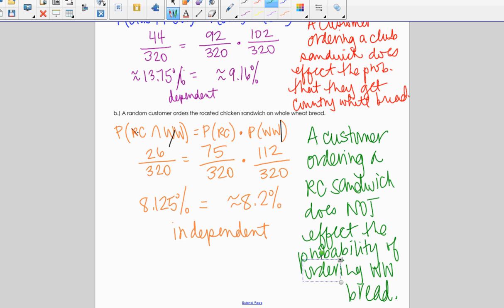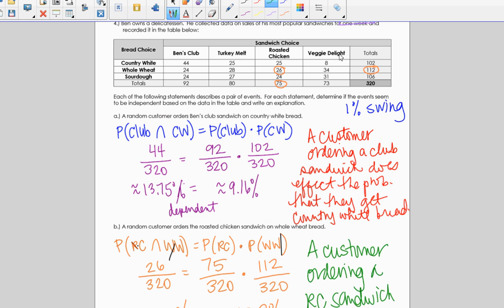Okay, so if you look at the data, the roasted chicken sandwich, see how it's even across the board? 25, 26, 24. So it's not saying, oh, if they ordered roasted chicken, it's pretty likely that they're going to order this type of bread. Okay? If you look at the Veggie Delight, for instance, I would take a guess that if you're looking at Country White, see how that's overwhelmingly different than whole wheat and sourdough. So the one thing you might be able to say is, oh, well, looking at this data, if they order a Veggie Delight, they probably are less likely to get the Country White bread. So stuff like that. That's what this all means.